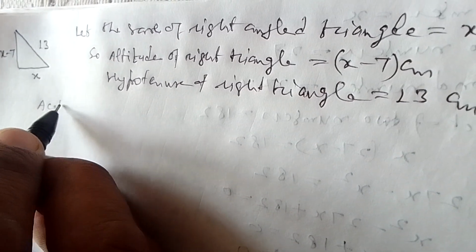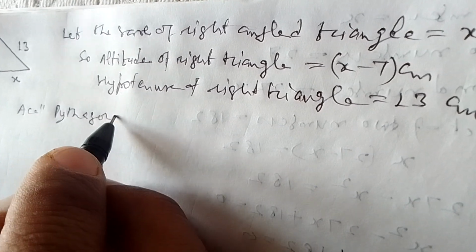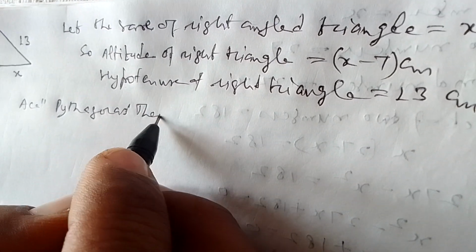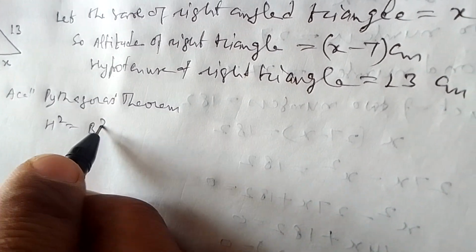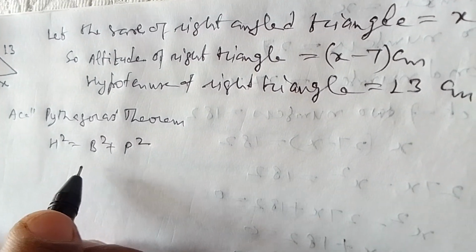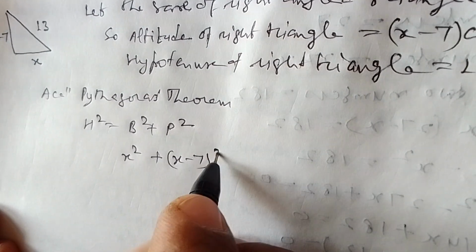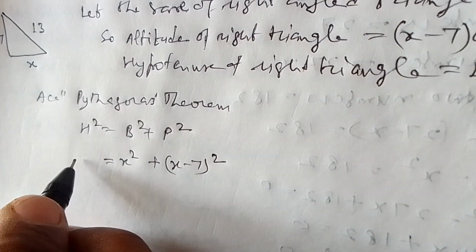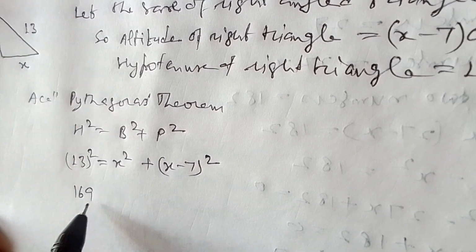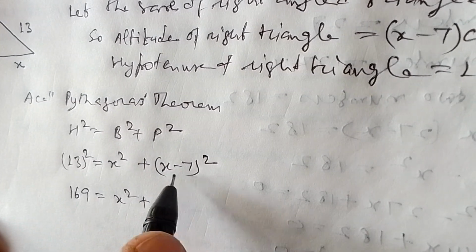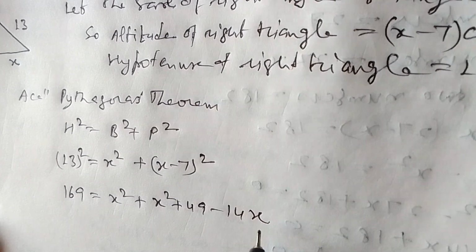According to Pythagoras theorem, hypotenuse square is equal to base square plus perpendicular square. Base square we have given x square, perpendicular given is x minus 7 square, and hypotenuse we have given 13 square. So it becomes 169 equals x square plus, opening this bracket, x square plus 49 minus 14x.